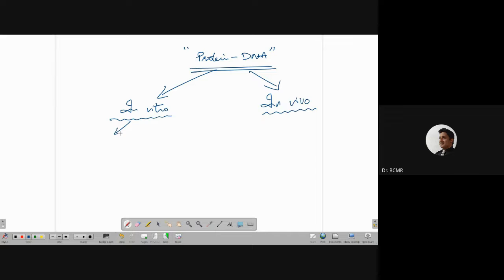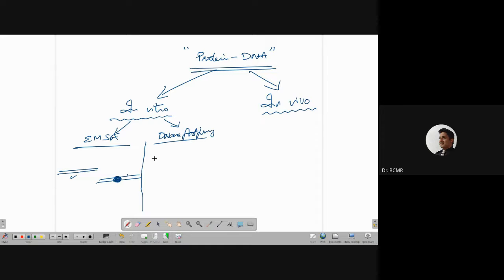In vitro methods, we learned two of them. One is the gel shift assay, or electrophoretic mobility shift assay, and the other one we learned was DNase footprinting. In EMSA, the electrophoretic mobility of DNA with and without protein will be different. The one with the protein bound to it will travel slower compared to the free DNA. That's the simple basis of it.